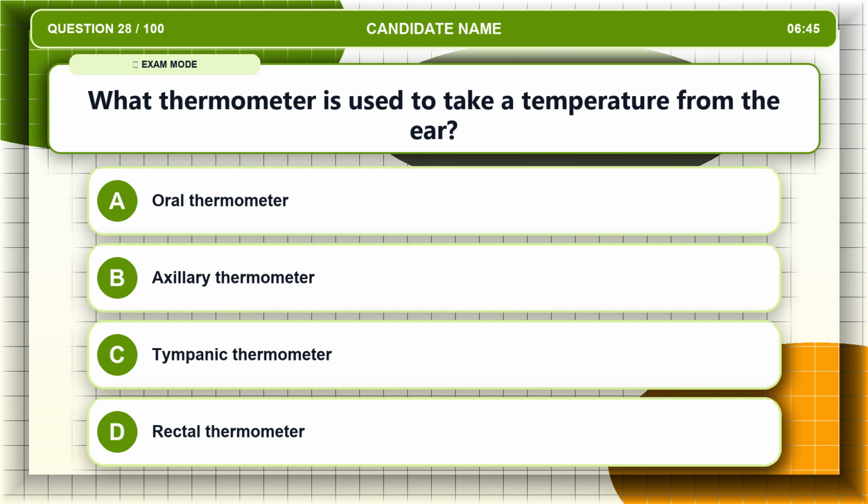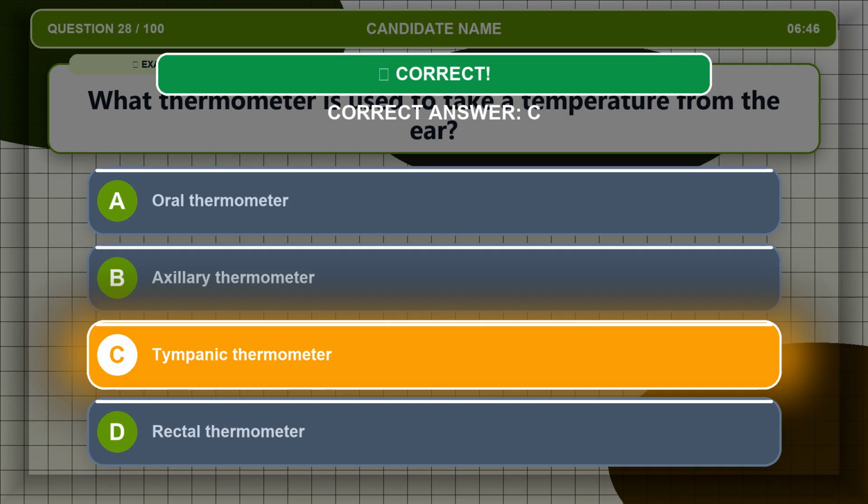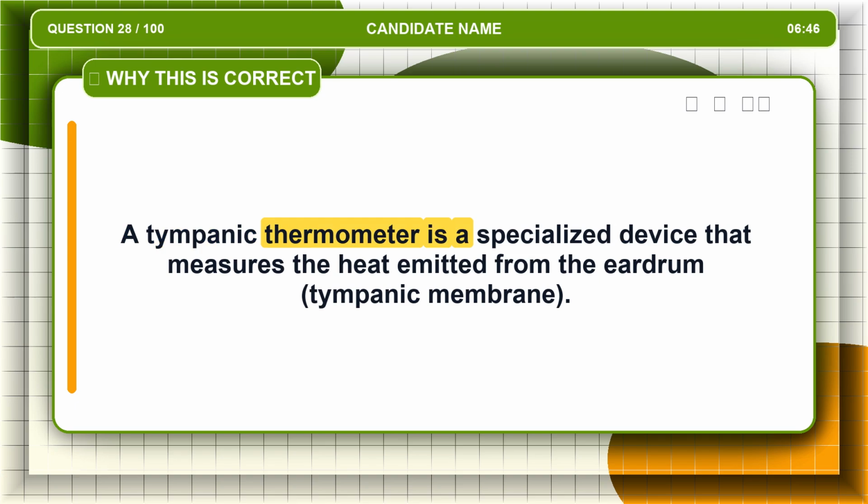Question 28. What thermometer is used to take a temperature from the ear? Option A. Oral thermometer. Option B. Axillary thermometer. Option C. Tympanic thermometer. Option D. Rectal thermometer. The correct answer is option C. Tympanic thermometer. A tympanic thermometer is a specialized device that measures the heat emitted from the eardrum, the tympanic membrane.